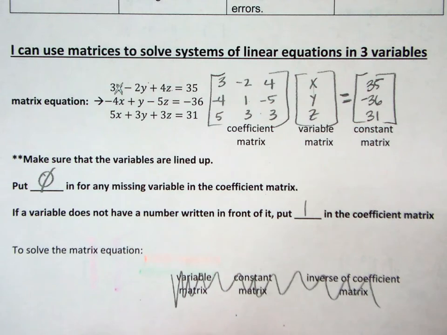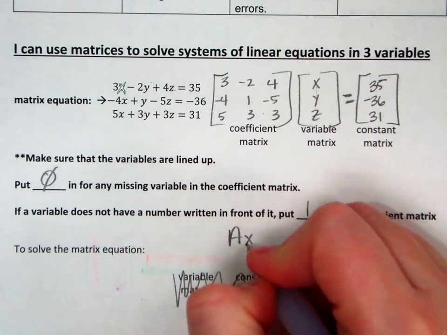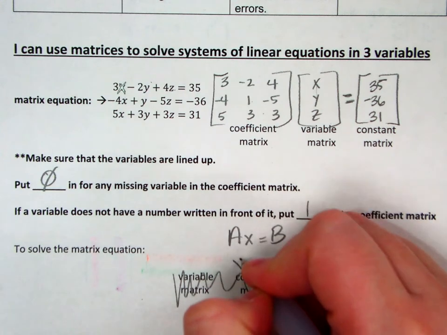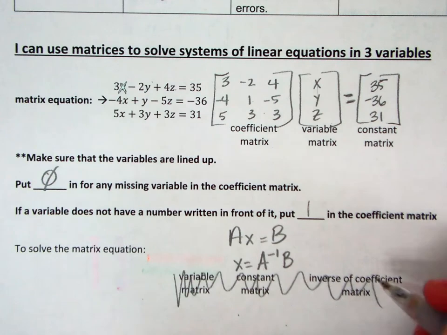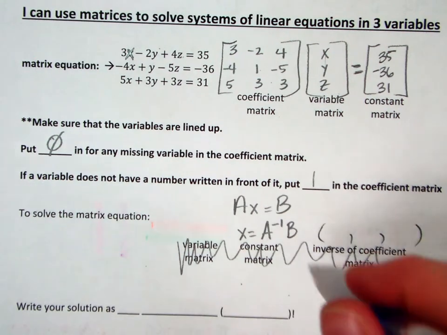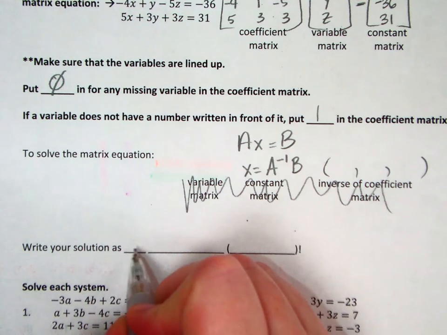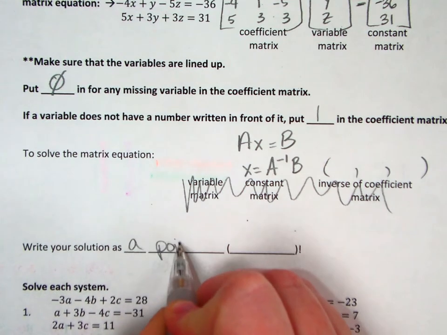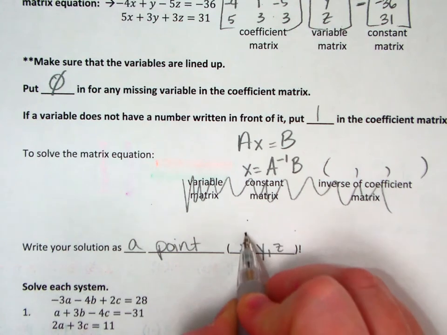Now the work to solve these problems is you write these down. Then you go Ax equals B, X equals A^-1 B. And then you'll get an answer after you type this out in your calculator. And you write that answer as a point. Make sure you write your solution as a point. Normally we do X, Y, Z's or A, B, C order.